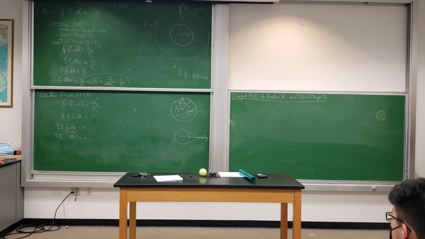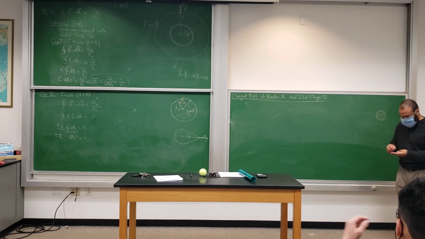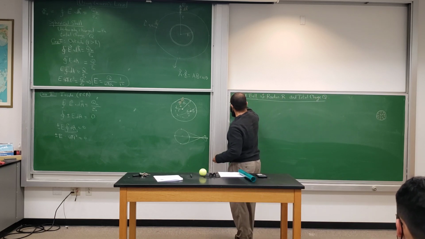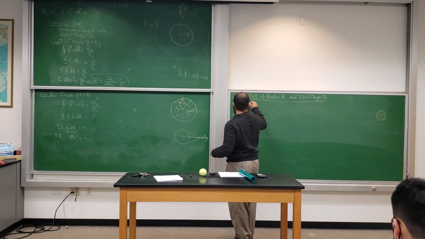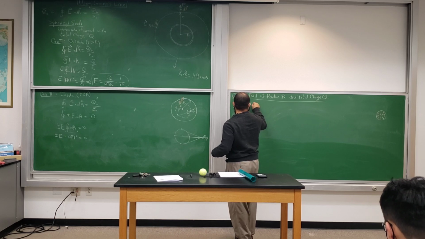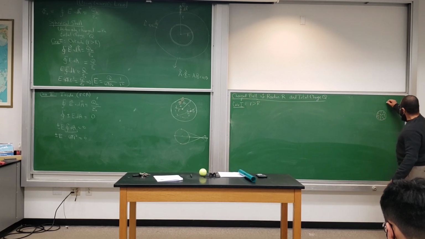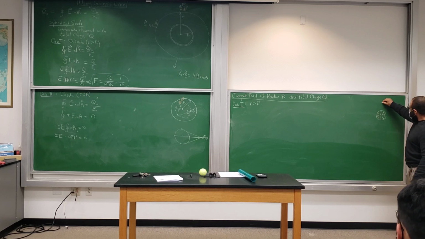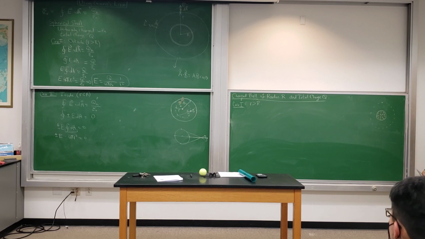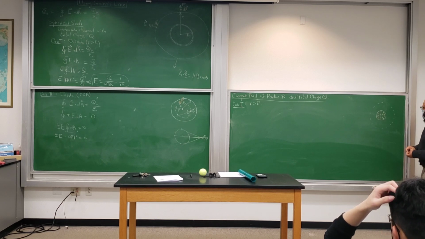So now let us start with the outside, because it's easier. Case one: r is greater than capital R. So we're here. As long as I'm the same distance away from the center, what can I conclude about the electric field? It has to be constant.